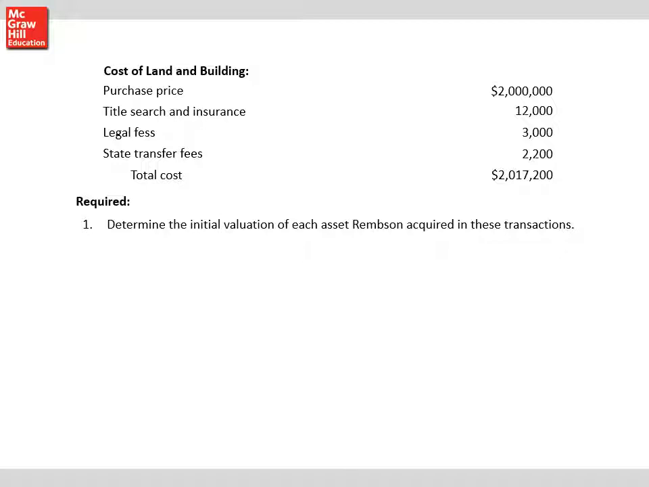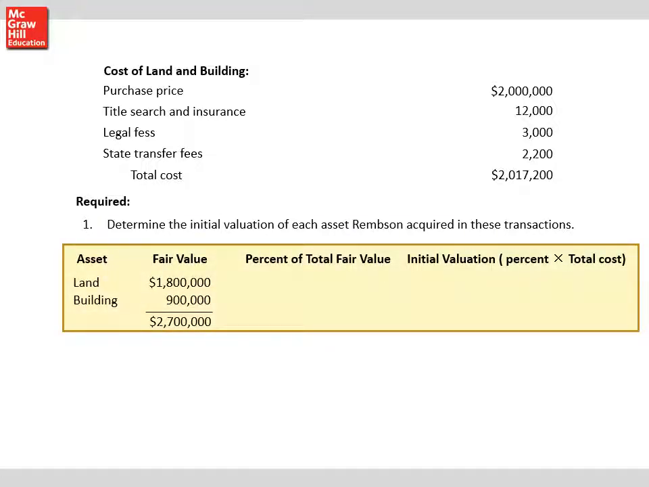Now, how do we allocate that $2,017,200? Based on the fair market value, or the allocation of fair market value to each asset. So we say, how much was the land if we just bought the land? How much is the building if we just bought the building? If we bought these assets separately, they would have cost a total of $2.7 million. But because we bought them together, we were able to pay less. So we determined the percent each is of the total fair market value.